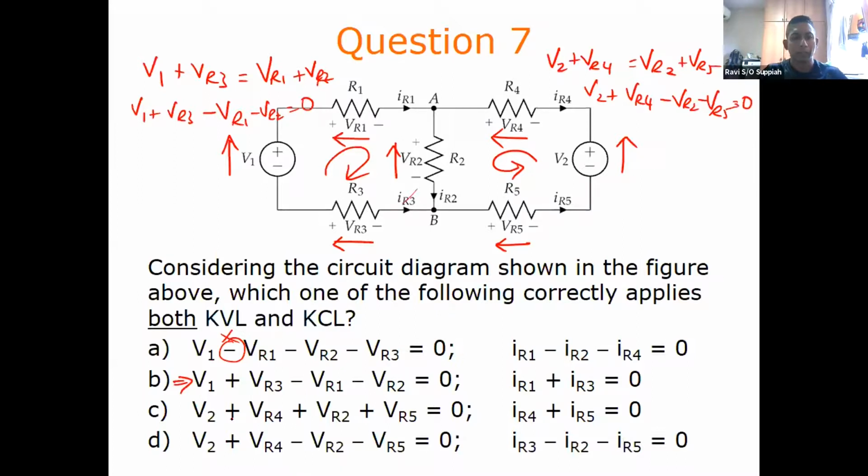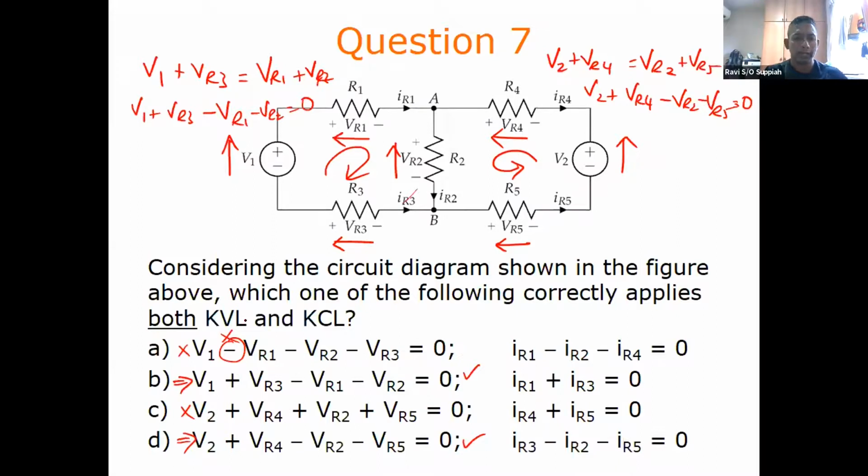Okay, so if I were to look at this, this is wrong because this implies that all of them are in the same direction. Everything is positive means all of them are in the same direction. So this is wrong. This one is wrong here. This one is wrong here. And here V2 plus VR4 minus VR2 minus VR5 equals. So this is also correct. Okay, so this one is correct and this one is correct in terms of the voltage loop using KVL.